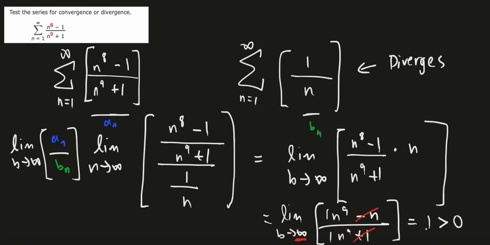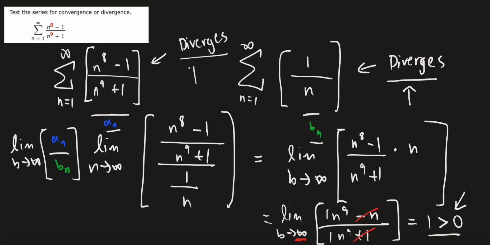What does this tell you? Since this is greater than 0, which means that it exists and it's greater than 0, whatever b sub n was, which diverges, a sub n is also going to have the same result. So this would be divergent, or this also diverges. What this tells you is if it's greater than 0, whatever result b sub n was, a sub n is going to have the same result. So if this was convergent, this would also be convergent. And so yeah, this is divergent, this is also divergent.